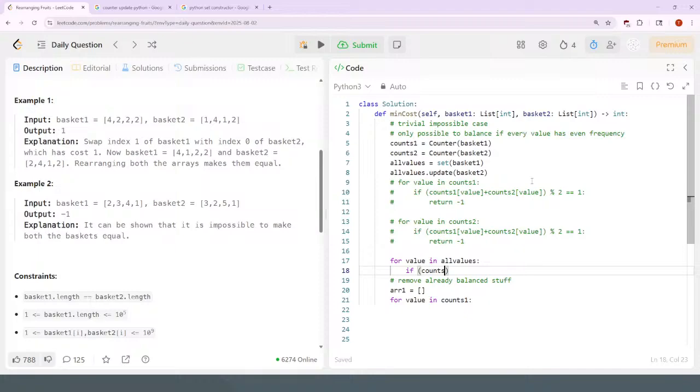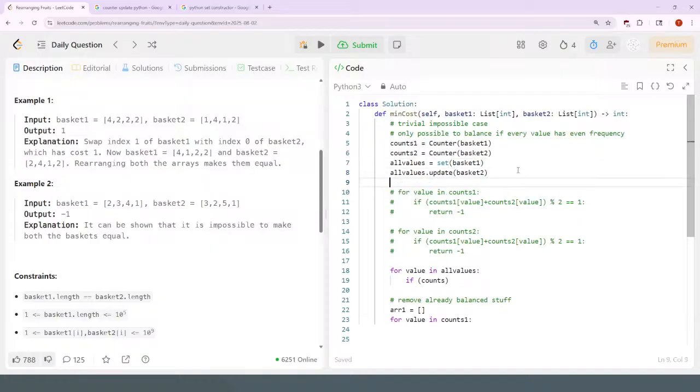For every value in all values. Maybe I can do this in one go, doing one pass while subtracting stuff and checking if it's not possible. If value is... all right, waving another flag.